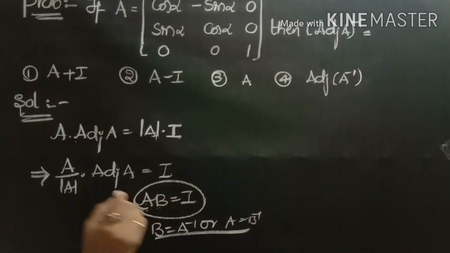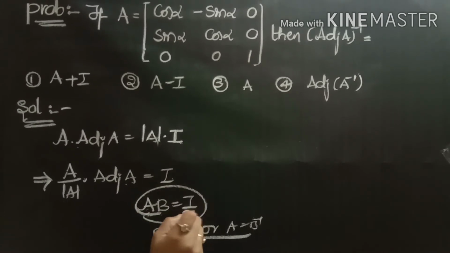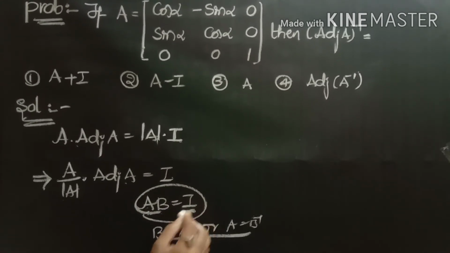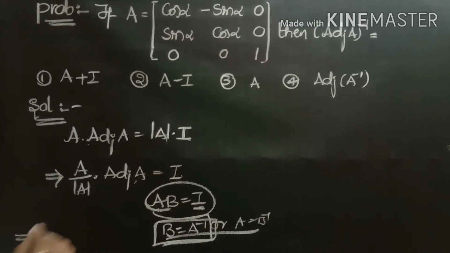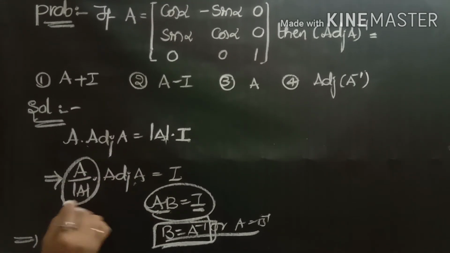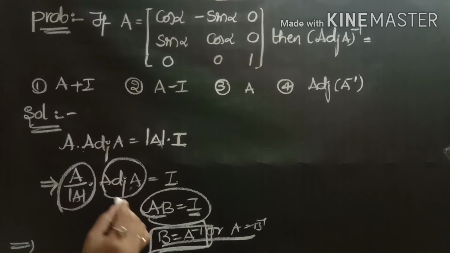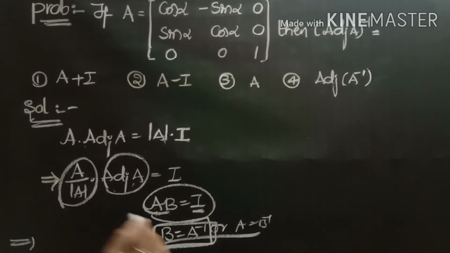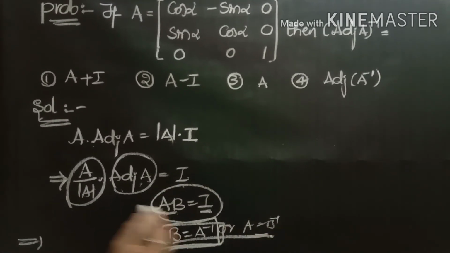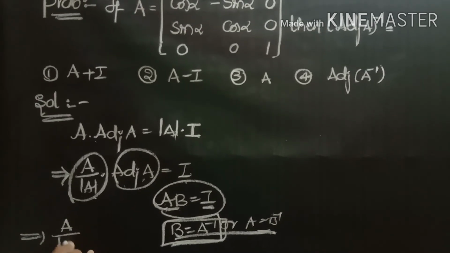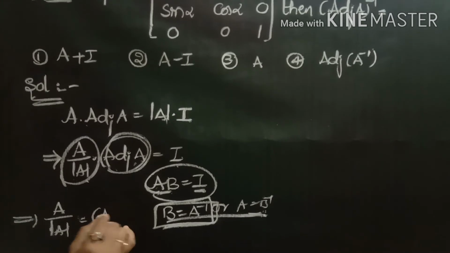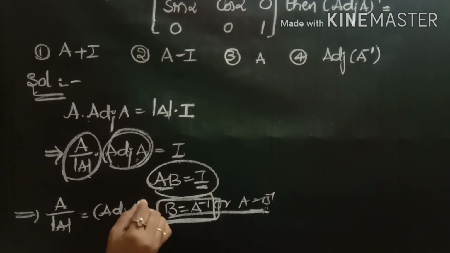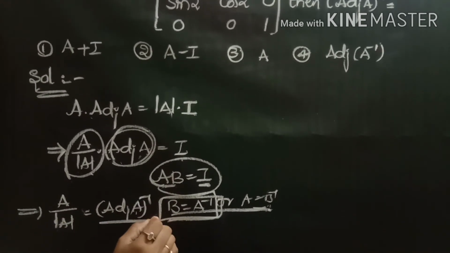This is the formula. So here these are in the form of AB is equal to I. So AB is equal to I means we can apply the formula B is equal to A inverse here. That is, here what is A? A is equal to A by mod A and B is equal to adjoint A. Just I apply the formula A is equal to B inverse, that is A by mod A is equal to B inverse. Here B is equal to adjoint A, that is adjoint A whole inverse. That is A by mod A is equal to adjoint A whole inverse.